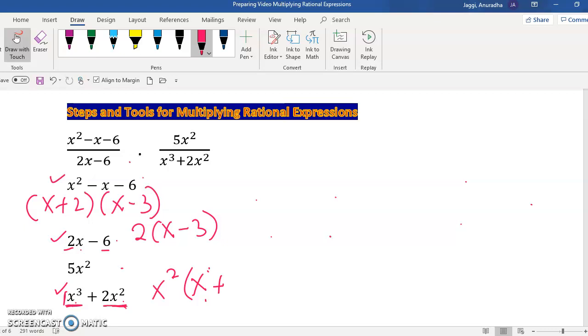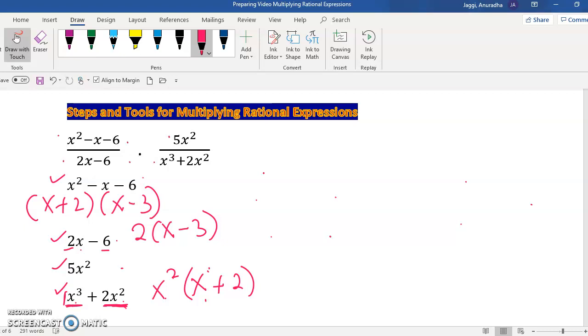And then I need to make a 2x squared. I have x squared already there. All I have to do is multiply by 2. Okay, so now I have written all the numerators and denominators in terms of the product of their factors. So let's start the work now. So replace them with the product of factors.